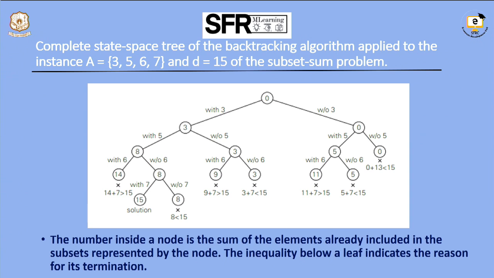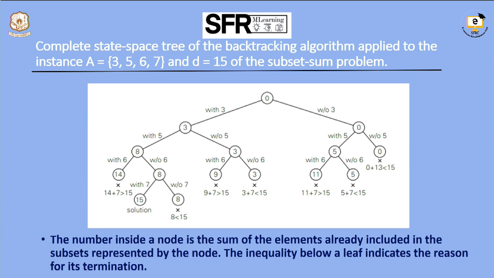So 8 plus 6, 14. 14 is less than 15. So we have to consider the remaining number, 7. When I add 7, 14 plus 7, it becomes greater than 15. So it is a non-promising node. So we backtrack. So when we come over there, we have 3 plus 5, 8.